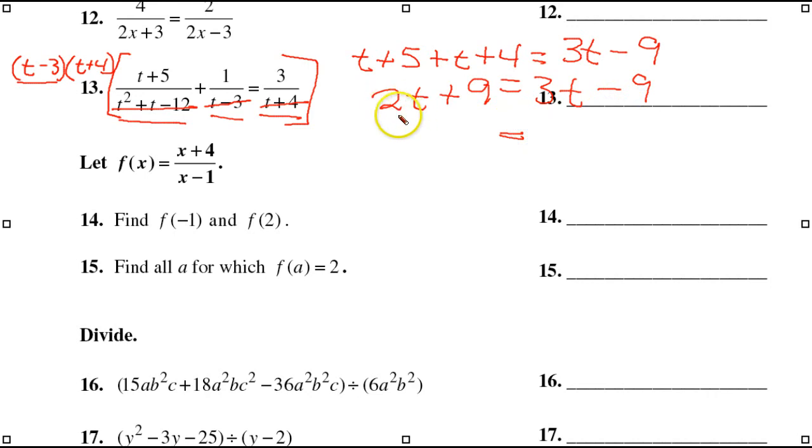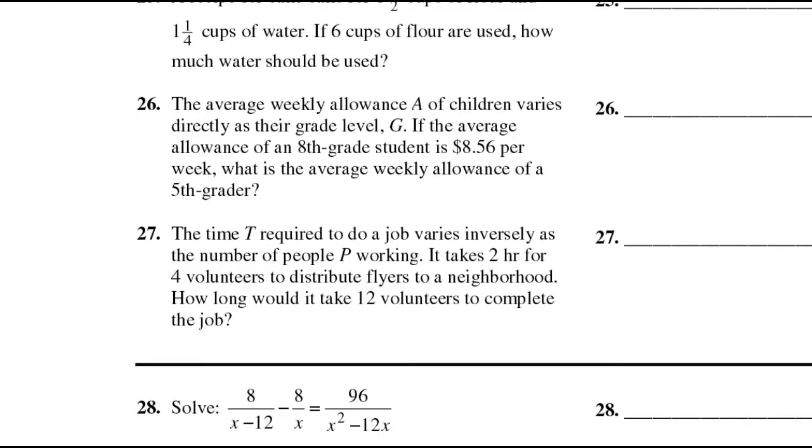I transpose my 2t to this side. I end up with a t. Transpose this to this side. I end up with an 18. T is 18. Now, does 18 make any of my denominators a 0? No. So that's the answer. Okay. We didn't do division. And we did some work problems, and we did a distance problem, I think, too. So, again, that'll be our review of Chapter 6.